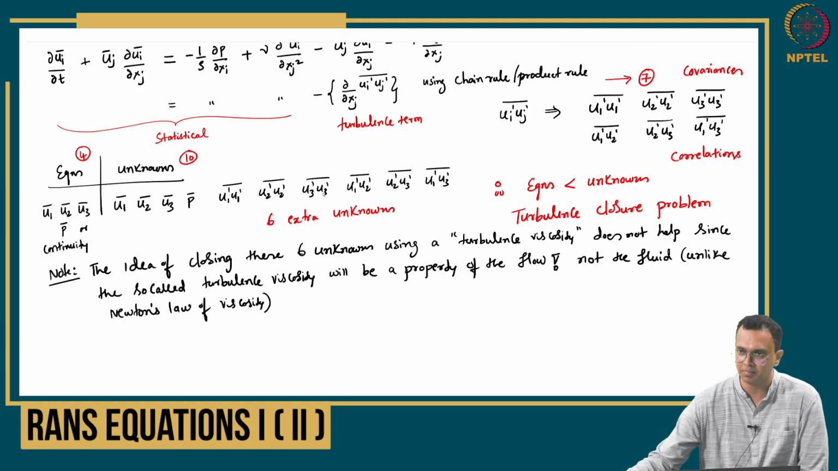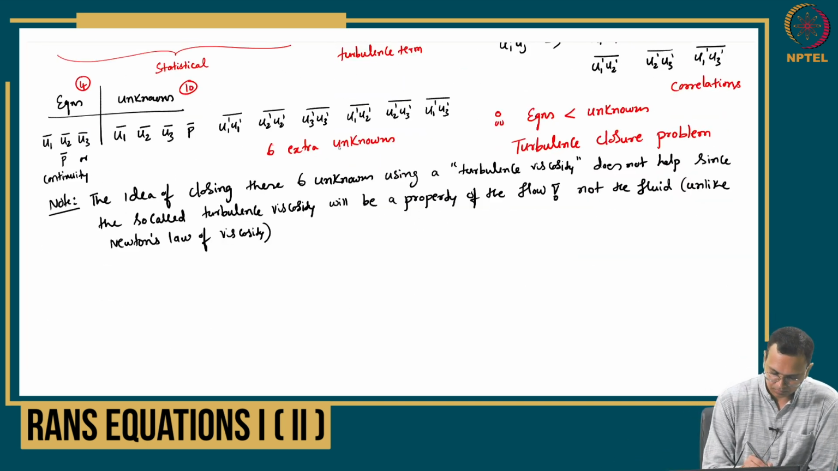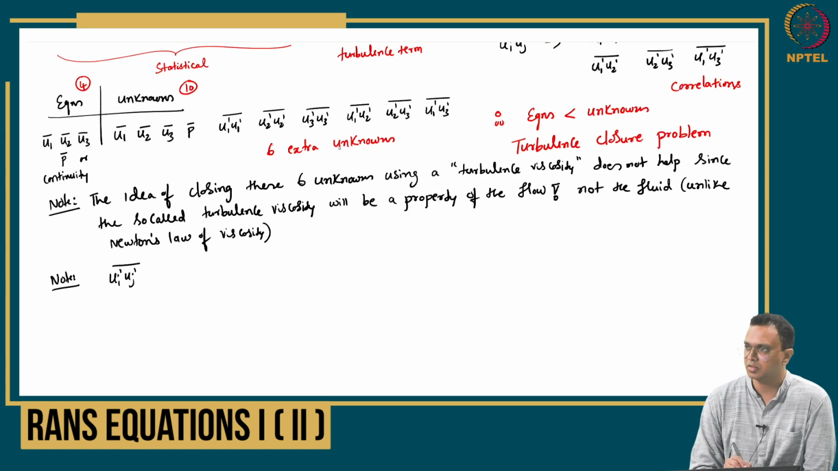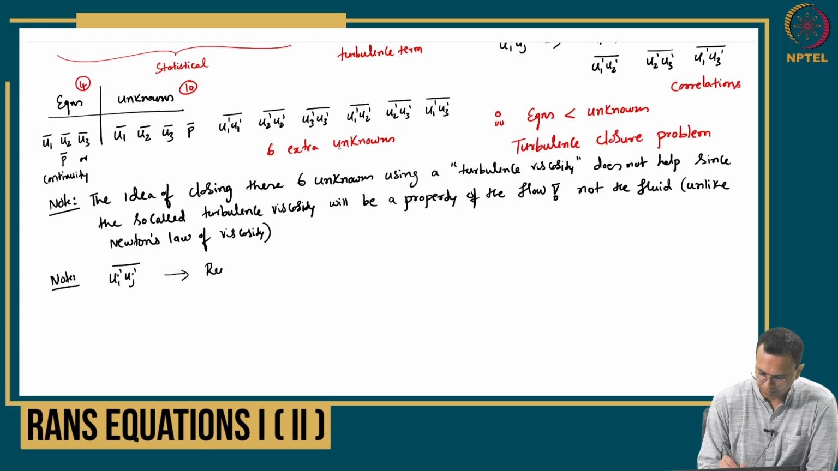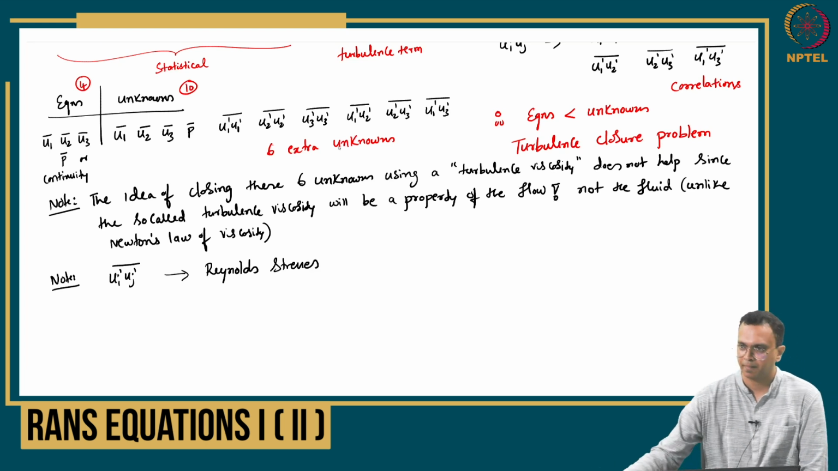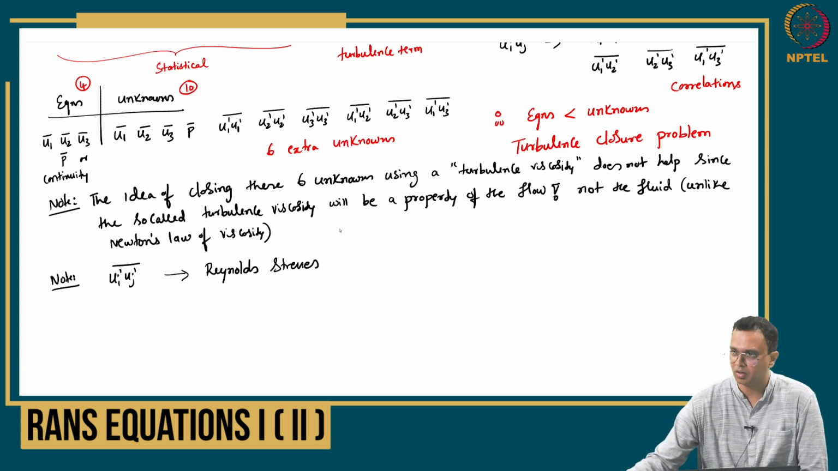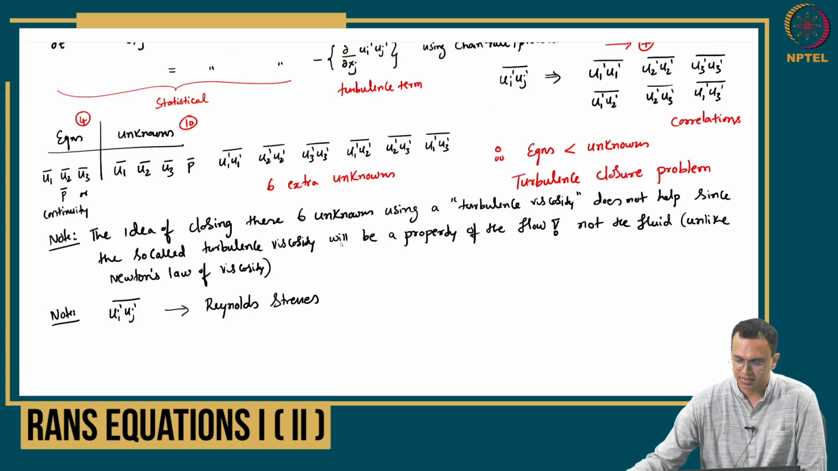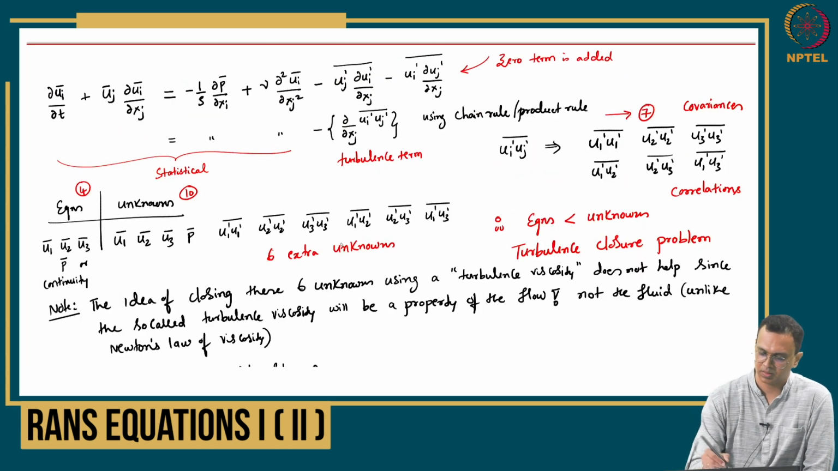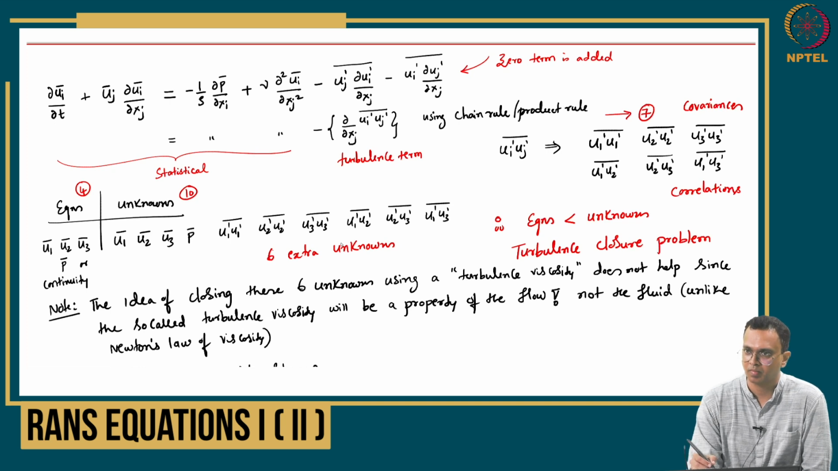This term has a special name. Okay. So this so-called ui prime uj prime, and take another note here. So this ui prime uj prime has a name called Reynolds stresses, since we did Reynolds decomposition and averaging. So this is called Reynolds stresses. So why did we or anybody call it Reynolds stresses? The question is, is it a stress here? If you go back, is it really a stress or is it something else?